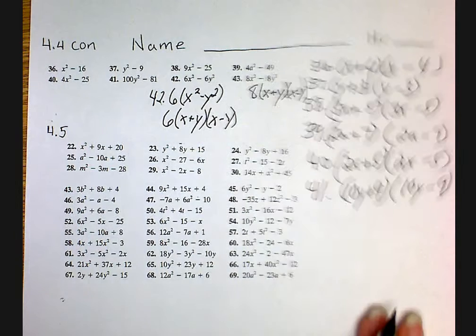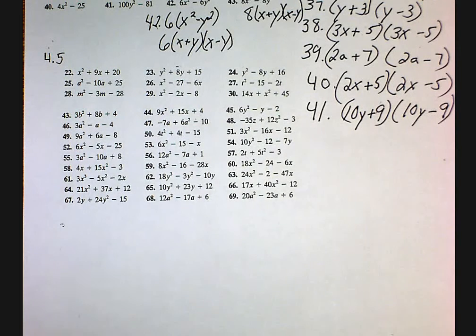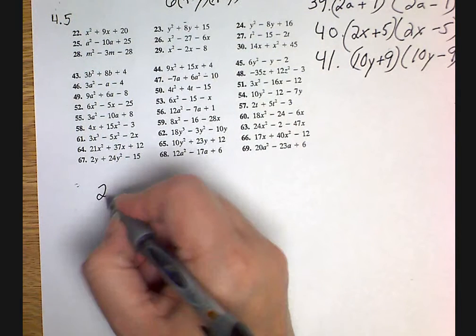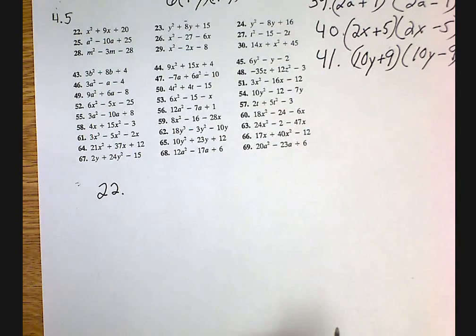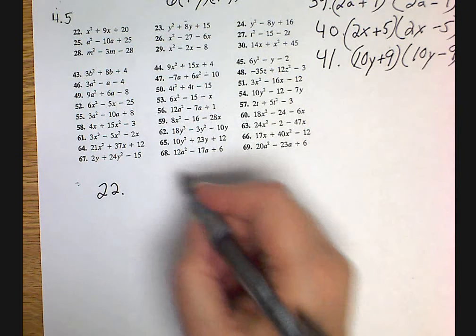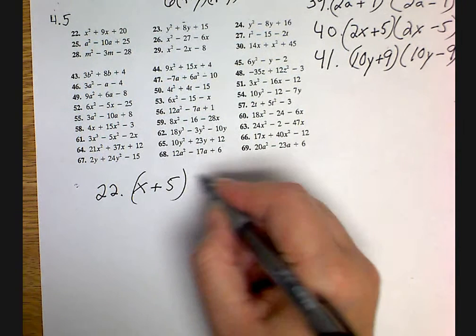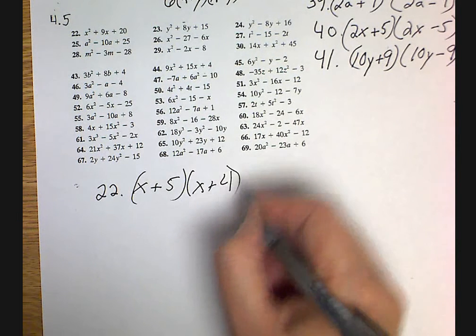All right, so now we're at 22. We're at 22 from our 5. It actually should be 5, 5. I messed up on the numbering, so it's 5, 5. So we're at 22. We'll see what you guys got from 22. Gino? X plus 5 and x plus 4. All right.